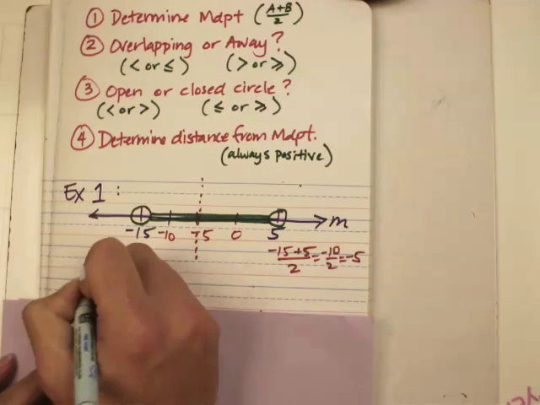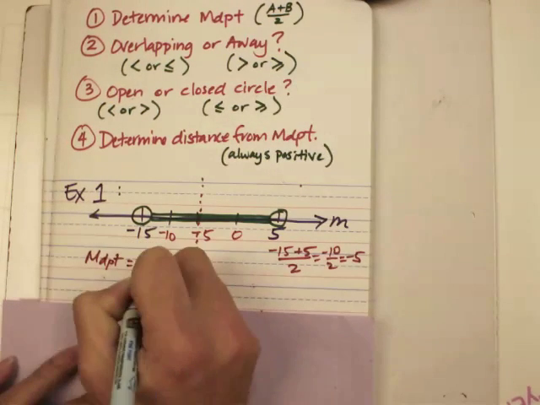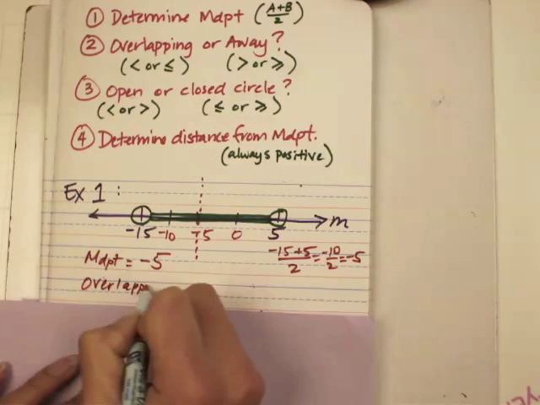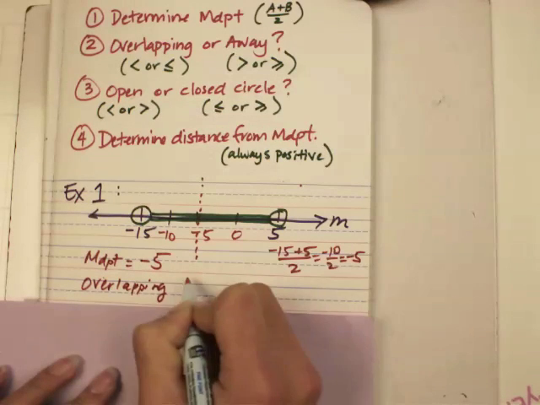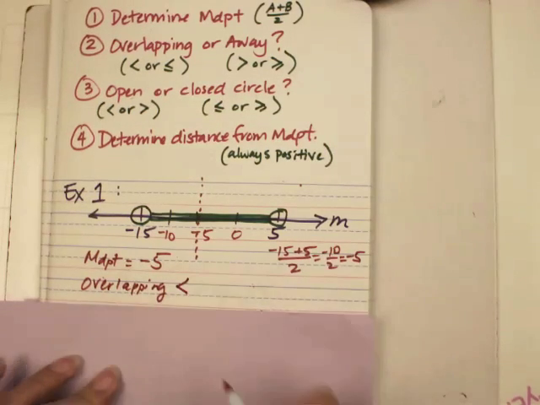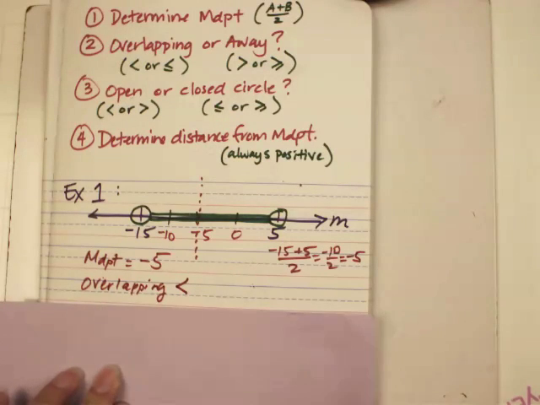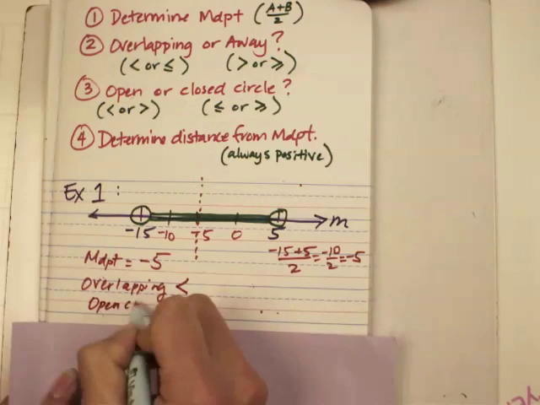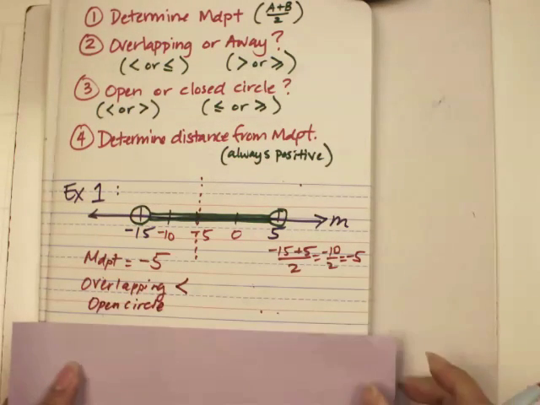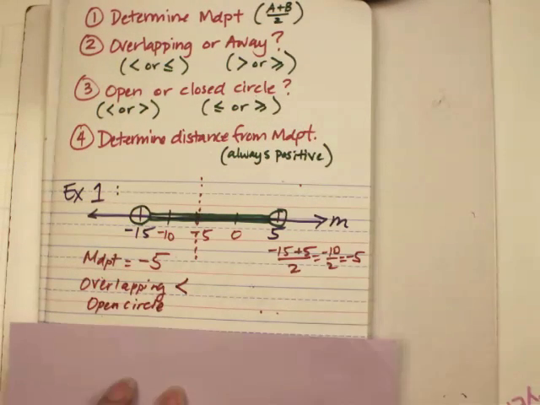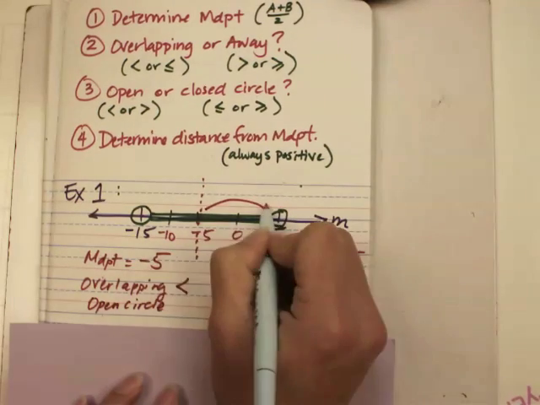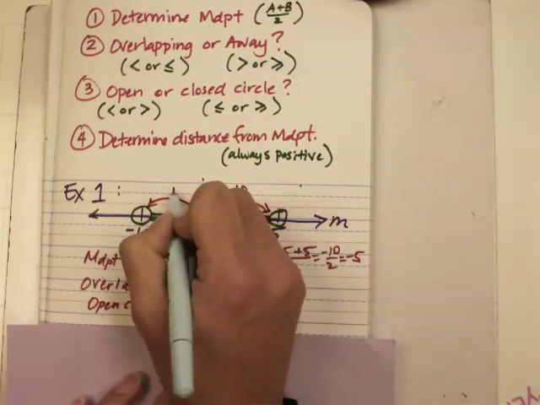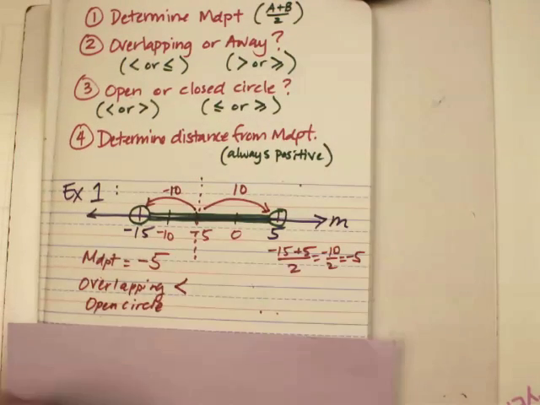Okay, so I also know that this is overlapping. So let's take a look at this. The midpoint equals -5. It is overlapping. So I know that I'm going to use the less than symbol, and also because it's an open circle. Okay, and now I need to determine the distance. From -5 to +5, that's 10. From -5 to -15, that's also 10. Okay, it's just 10 in the opposite direction.